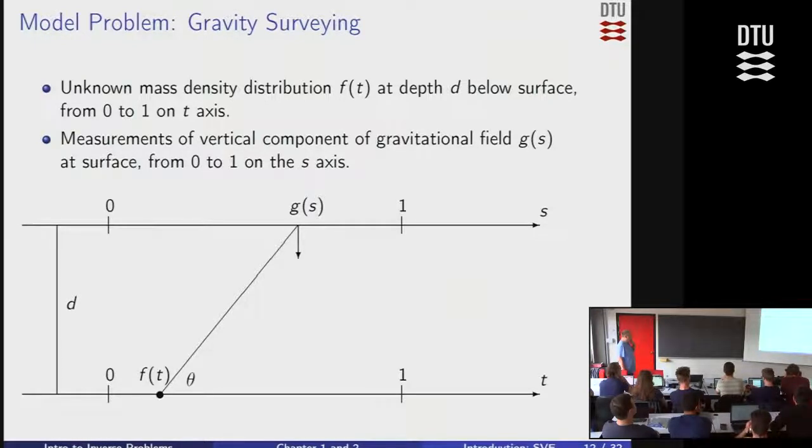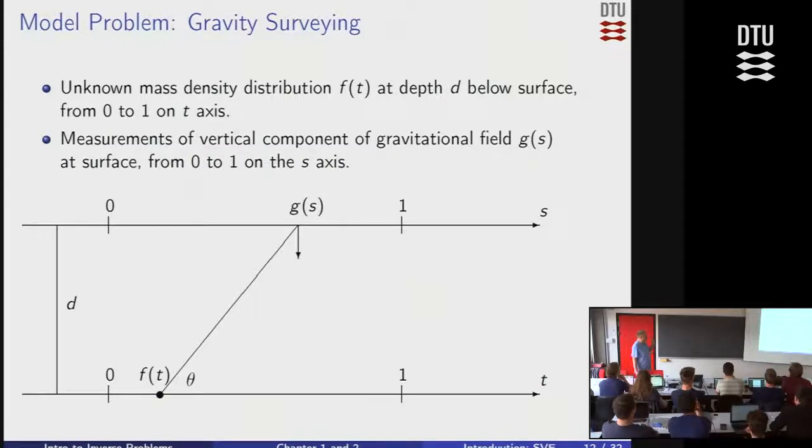Okay, and of course, if we put some mass down there, it generates a gravity field that we can measure at the surface of the Earth. And what is typically measured these days, if you talk to geophysicists, is actually the vertical component of the gravitational field, because it's fairly easy to build instruments that can measure that. So you can measure not the strength of the gravitational field, but the vertical component of that.